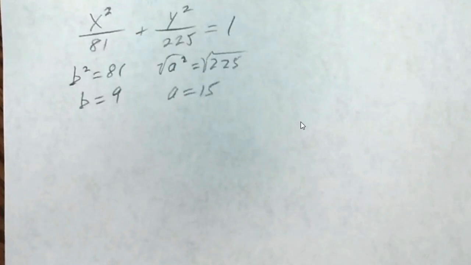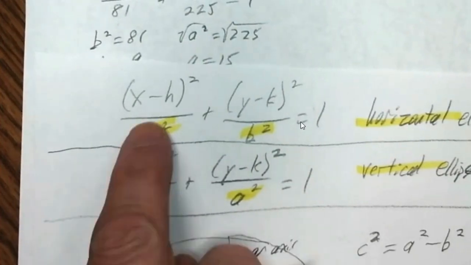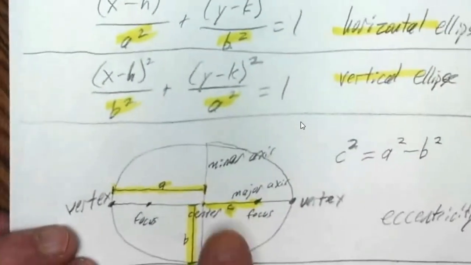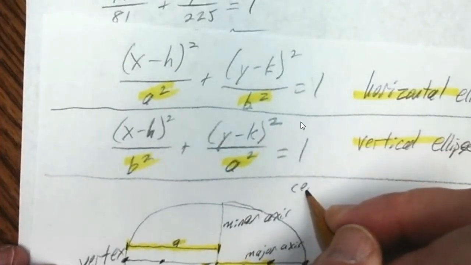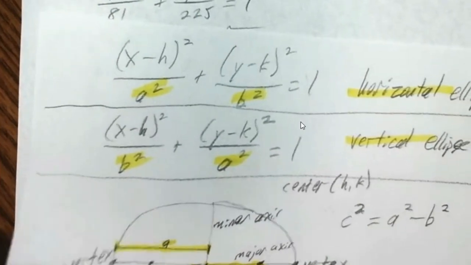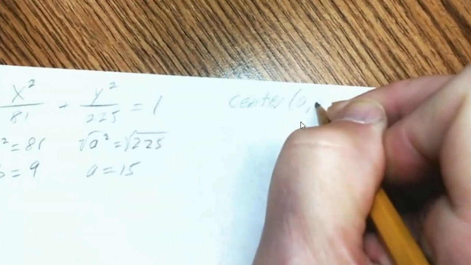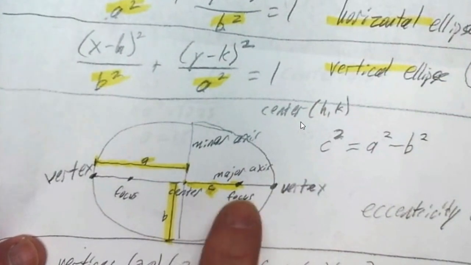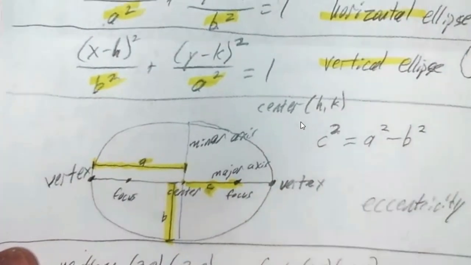Well, the center is h, k. We don't even have that in our notes, do we? Well, we don't have an h or a k, so our center is at 0, 0. The two focal points are a distance of c. We'll have to calculate c, but we can get the two vertices. They're a distance of a away from the center.